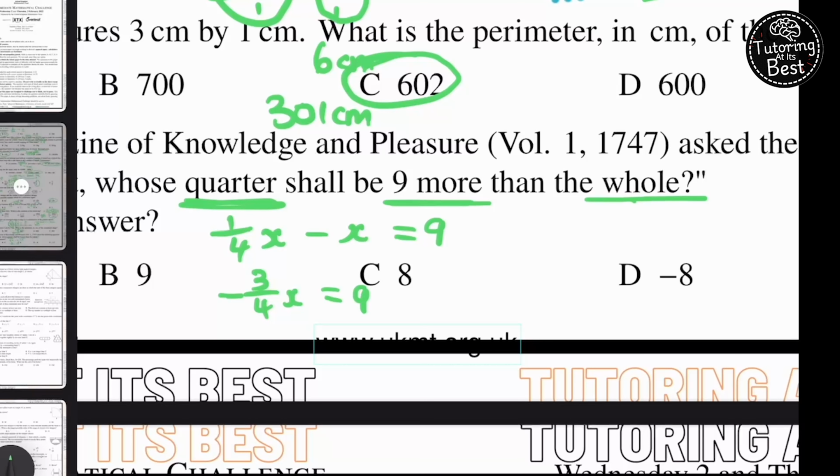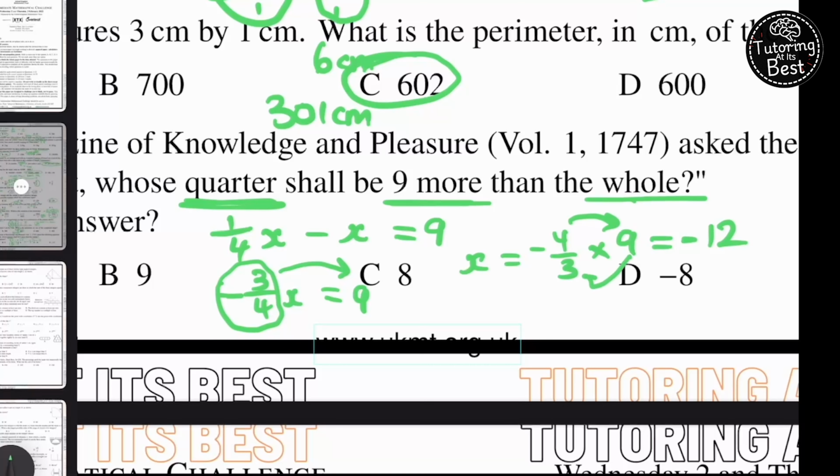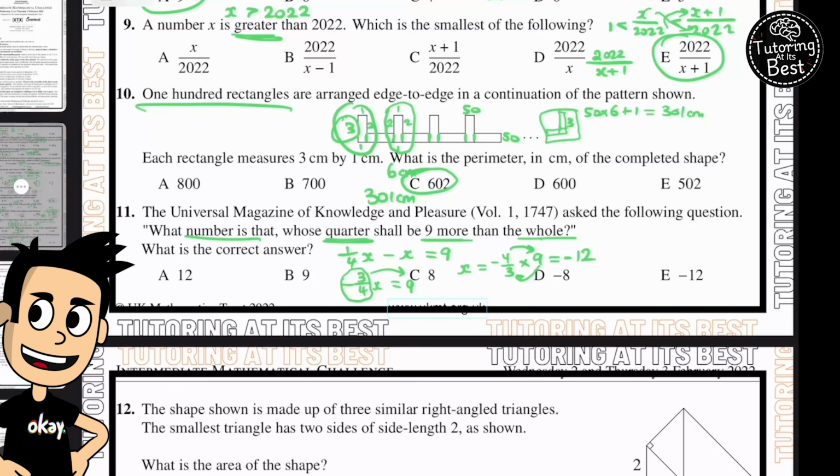And remember, we're letting x be the number we seek. Hence, to find the value of x now, we take the minus 3/4 to the other side of the equation. So we would have x equals minus 4/3, as from a division it becomes a multiplication, so it flips, multiplied by 9, which again would give us minus 12. And that's minus 4 times 9 divided by 3, and you have minus 12. So E is our answer.